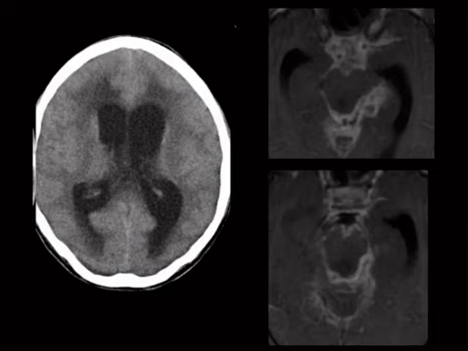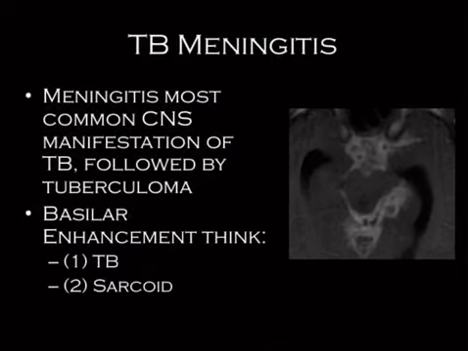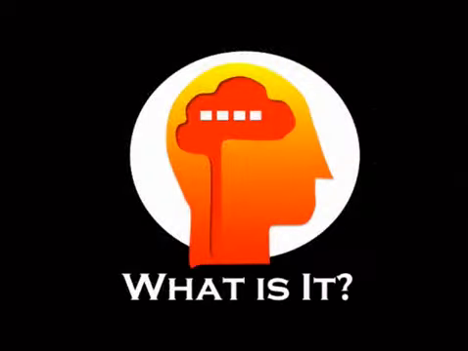This is our basilar meningitis case. So when you see that, I want you to think of two things. One of them is TB, and the other one is sarcoid. They can have that kind of basilar leptomeningeal dural enhancement. TB, actually, the most common CNS manifestation is meningitis. You can get focal tuberculomas, which are pretty much what they sound like. So think about those two things.